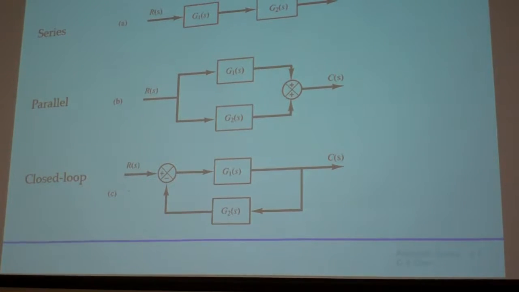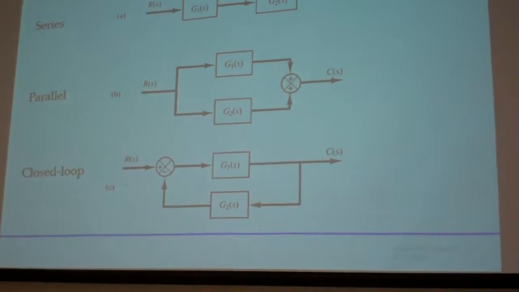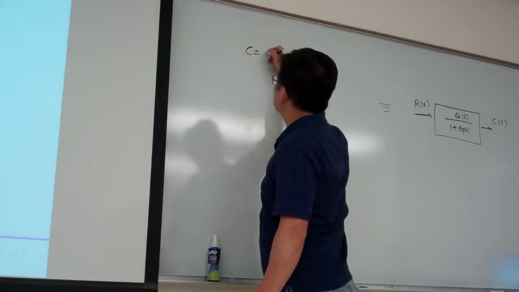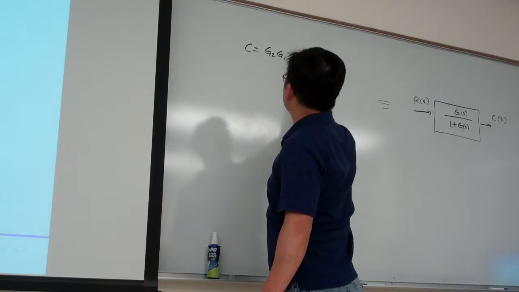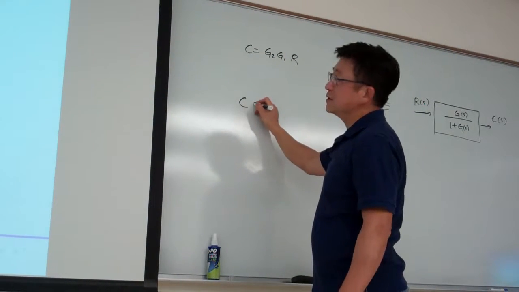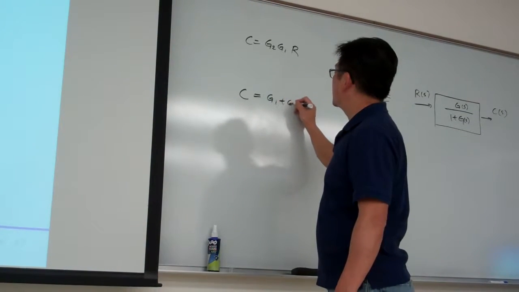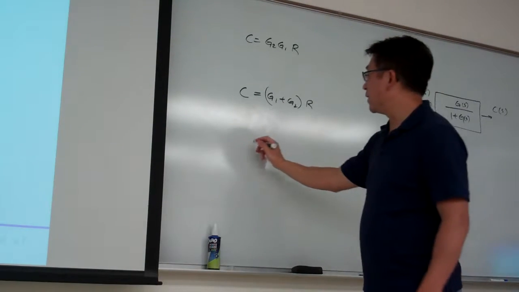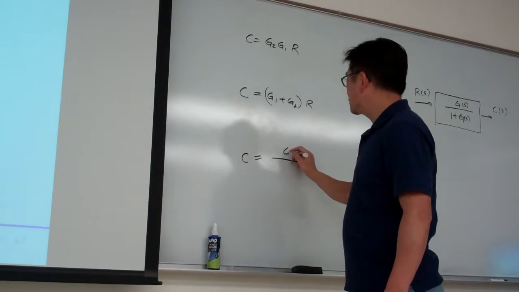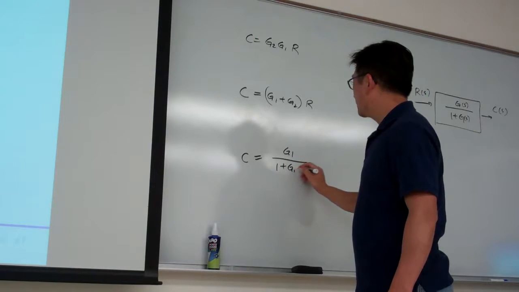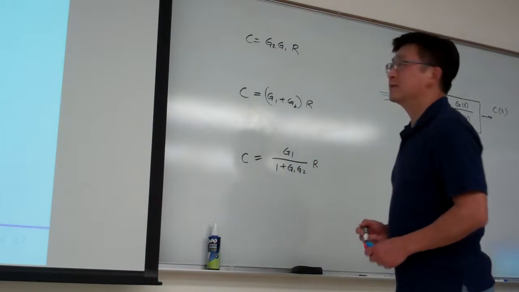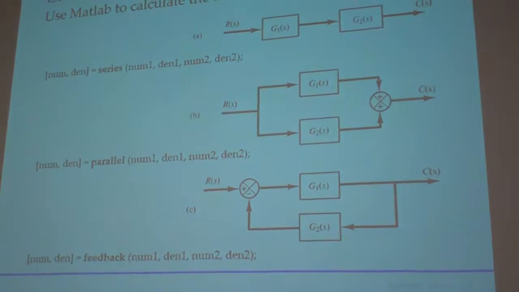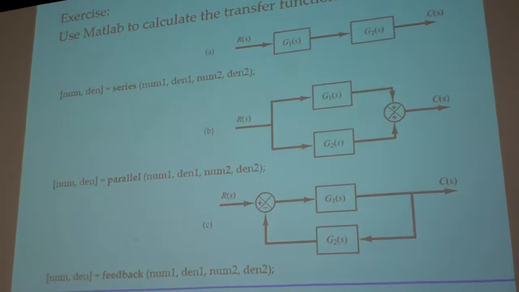So for the first case, for series, C equal to G2 times G1 times R. For the second one, C equal to G1 plus G2 times R. Okay. For the third one, we have done that before, so basically that is G1 over 1 plus G1 G2, times R. Okay. And so here it provides you the exercise.